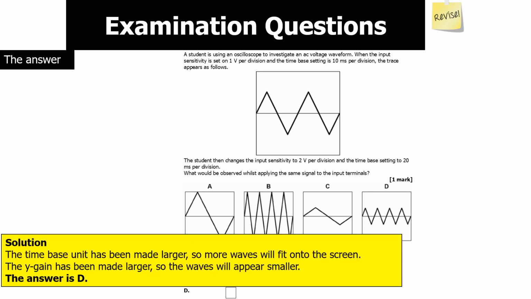Because the time base is being made larger, you'll have more waveforms being fitted onto the screen. And whilst the Y gain is being made larger, that tells us our waves are going to appear smaller than they have before, because each division is worth more. So therefore our answer is going to be D.